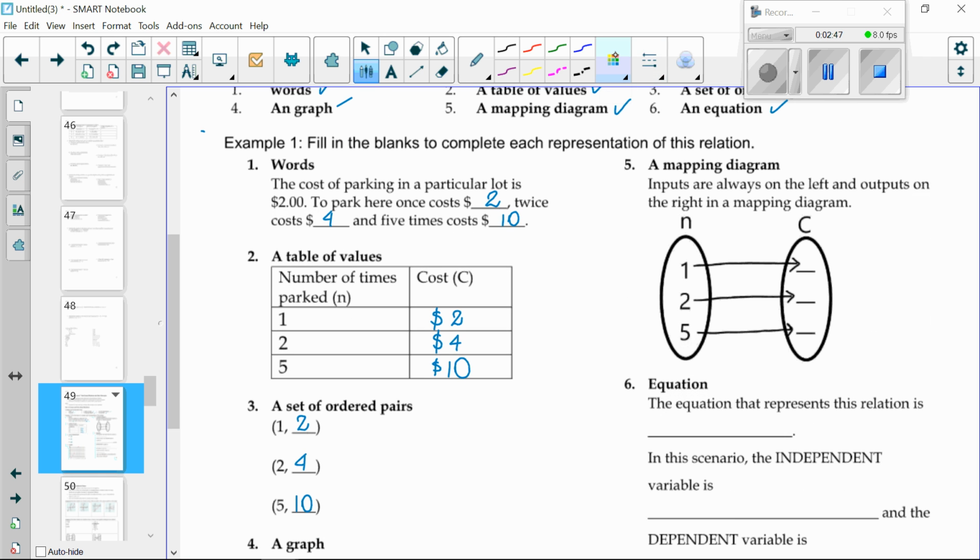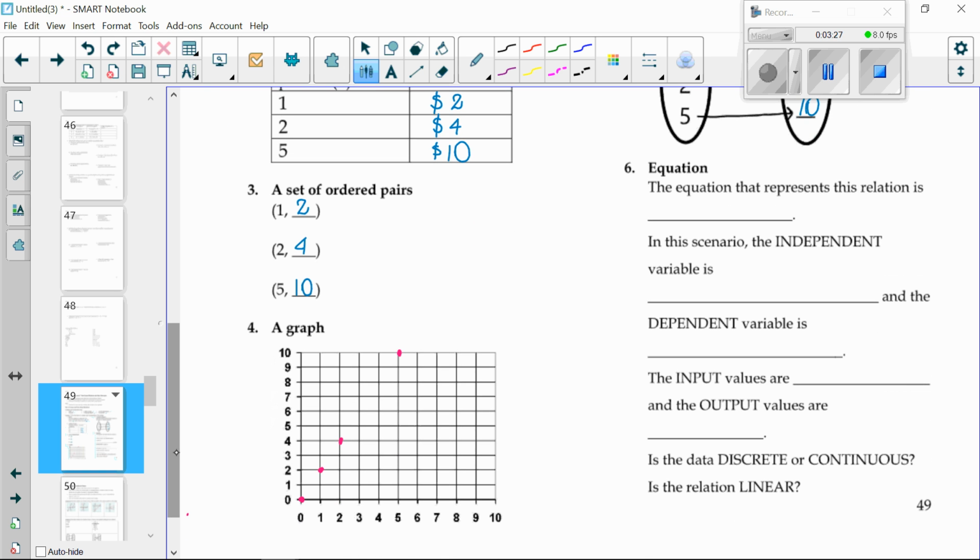A mapping diagram shows us what the relationship is between variables. So our variables are N for the number of times that we park in a lot, and C is the cost. So when we park one time, the cost is 2. So N maps directly to C. If we park 2 times, it is 4. If we park 5 times, it is 10. Okay? 5 only maps to 10. It cannot map to 4, and it cannot map to 2. It wouldn't make sense.